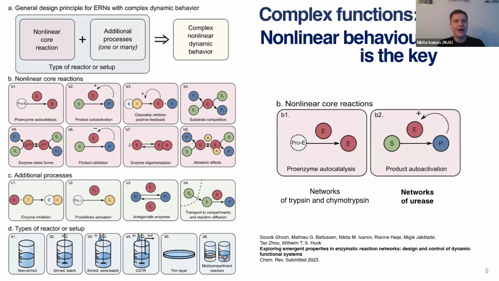It appears that by now, the artificial networks that we can actually create in the lab mostly consist of a single nonlinear core reaction, because it's basically close to the limit of what we can design rationally. And this is because we have additional processes. So one reaction is not enough. We usually need additional processes, one or many. These can be side reactions, transfer processes. All of this takes place in a certain type of reactor or setup that is very important. And basically, by more or less unknown design rules, it can give us what we want, complex nonlinear dynamic behavior.